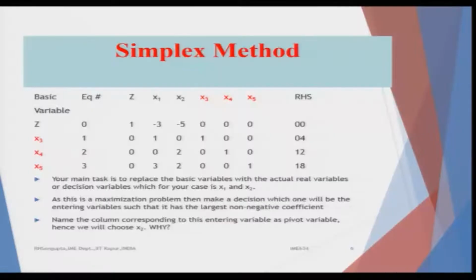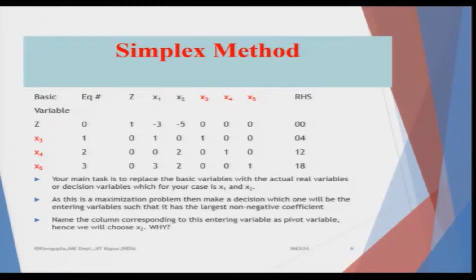Now, we will write in the second column the equation number. So, 0 will be the equation number corresponding to the objective function, whether maximization or minimization does not matter. The first constraint would be numbered as equation number 1. Let us first see equation 1.